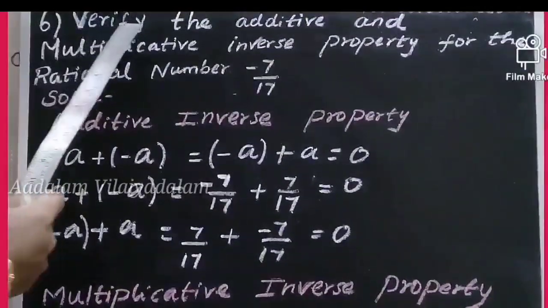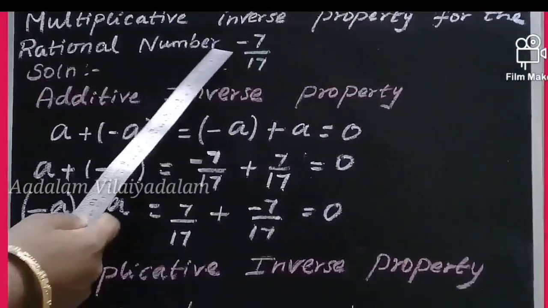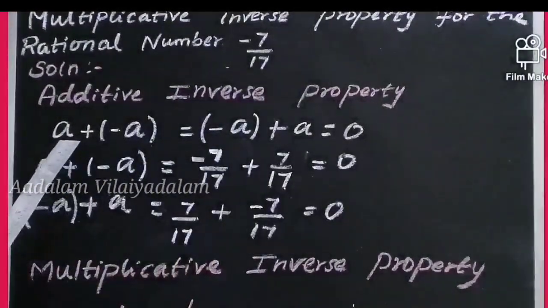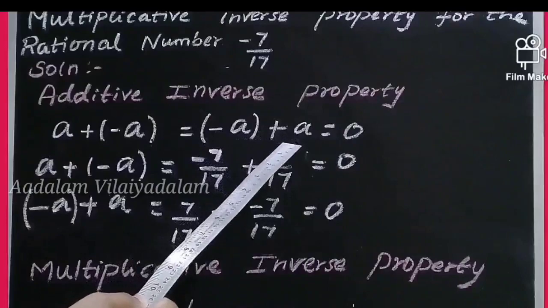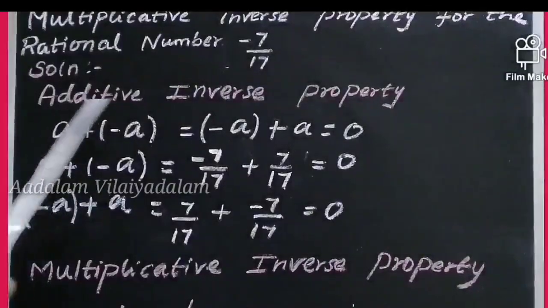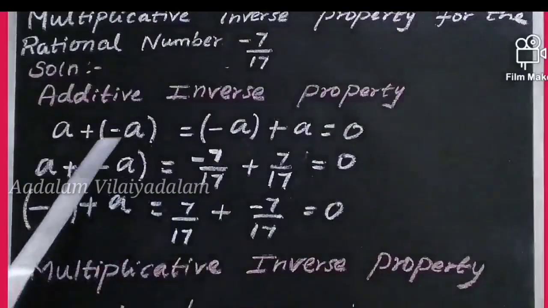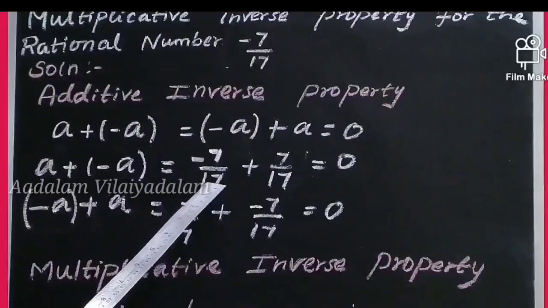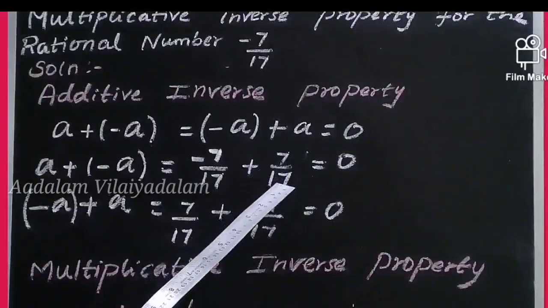Sixth question. Verify the additive and multiplicative inverse property for the rational number minus 7 by 17. Additive inverse property, the formula is A plus minus A is equal to minus A plus A equal to 0. So both values equal 0. First, the left hand side value. Here the A value is minus 7 by 17. Minus A means the additive inverse. Minus A means the negative sign, so here minus means plus. So plus 7 by 17.